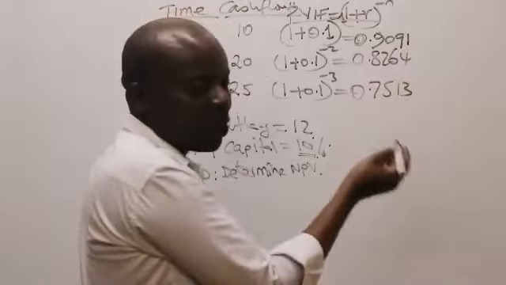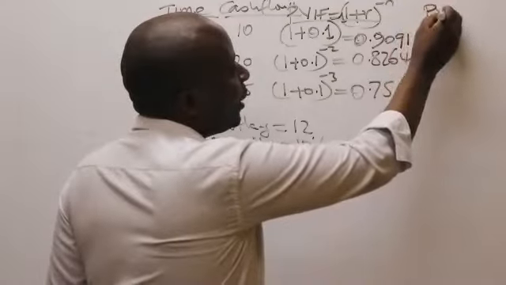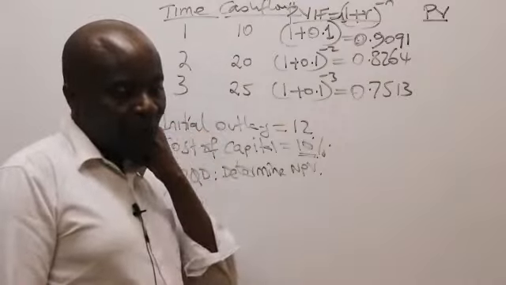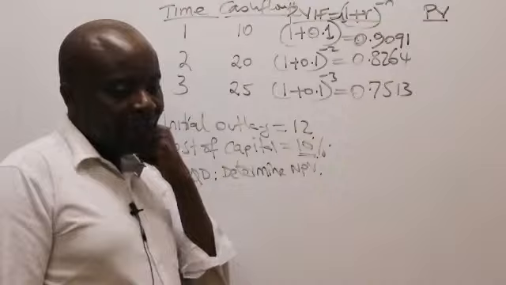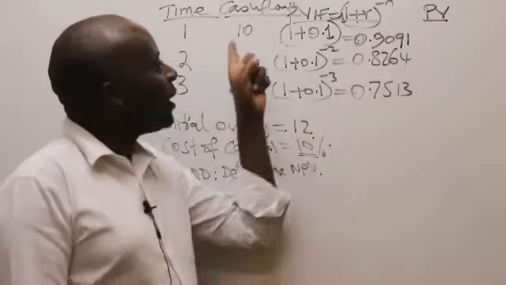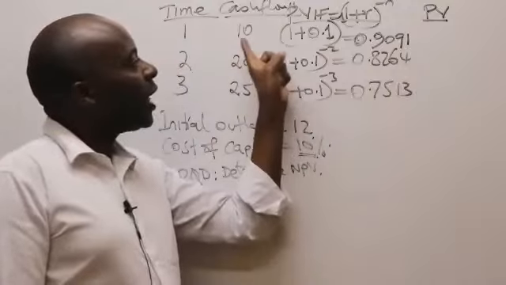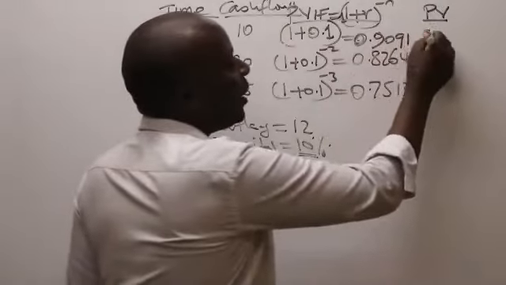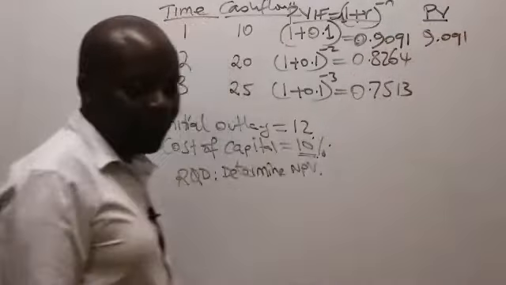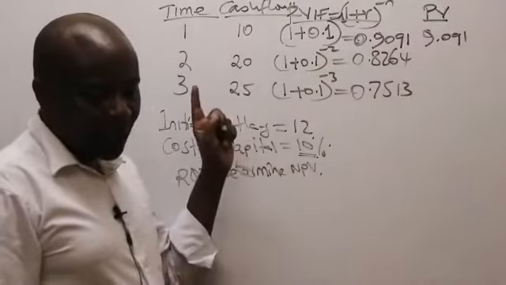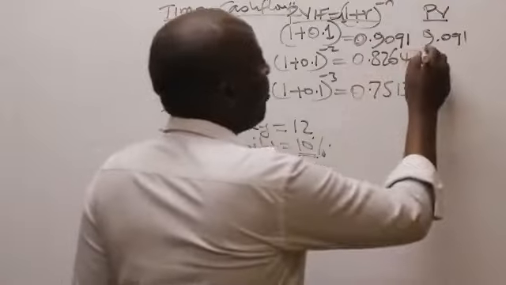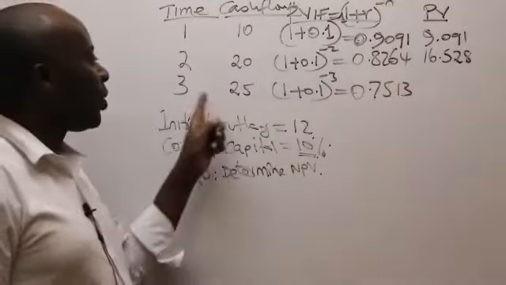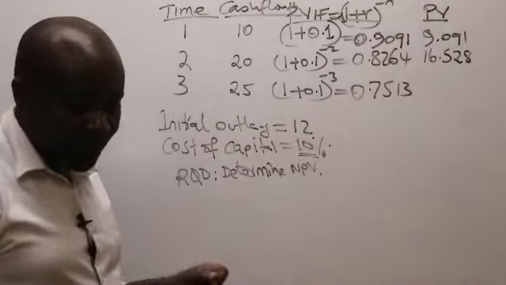The next thing after you get the discounting factors is to create the last column of present value. We take the cash flows and multiply them by the discounting factors. So 10 times this one gives me 9.091. The next one is 16.528. And then the last one will be 25 times this, which is 18.783.